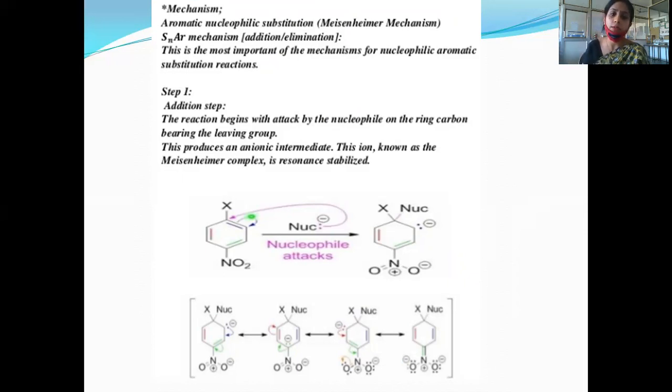So in the first addition step, what happens? The reaction begins with the attack by the nucleophile on the ring carbon bearing the leaving group. This produces an anionic intermediate, because the nucleophile is negatively charged, so it will disperse its negative charge in the ring. This intermediate complex is called the Meisenheimer complex, and it is stabilized by resonance. How? There are 4 resonating structures which are given at the bottom.